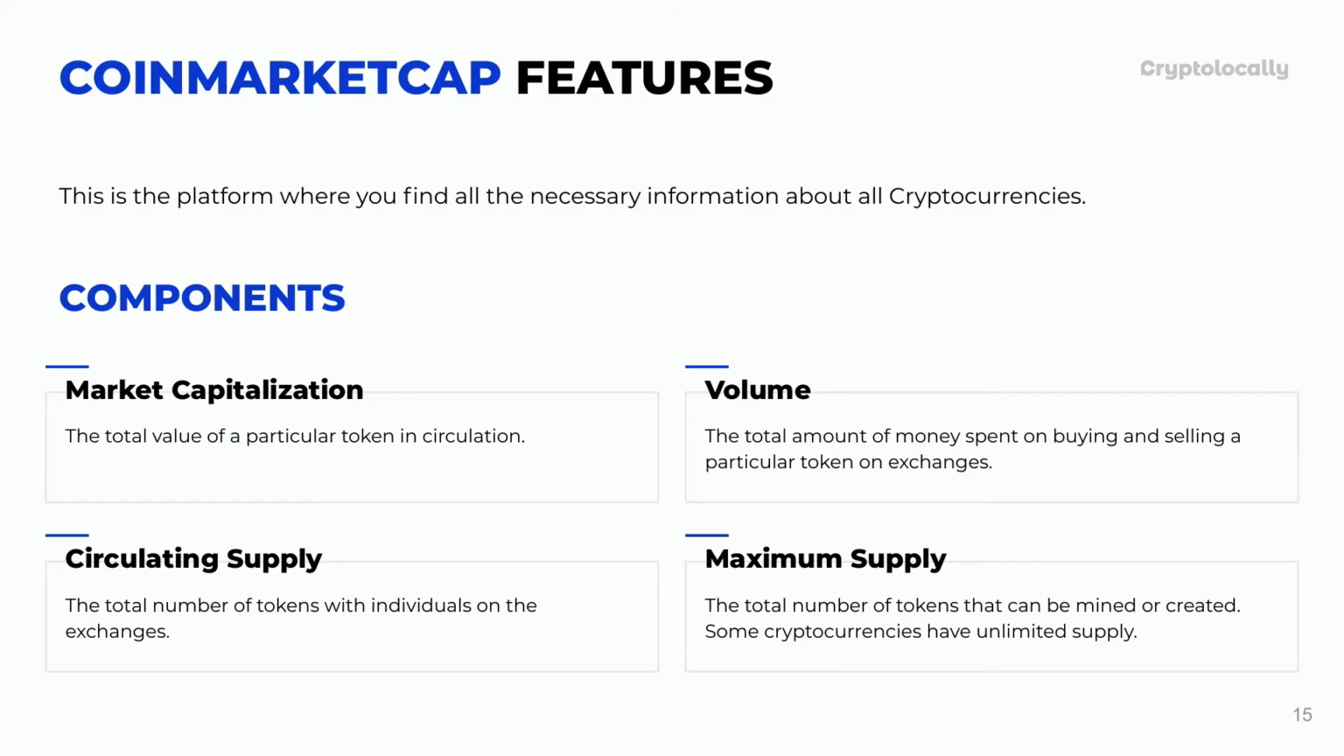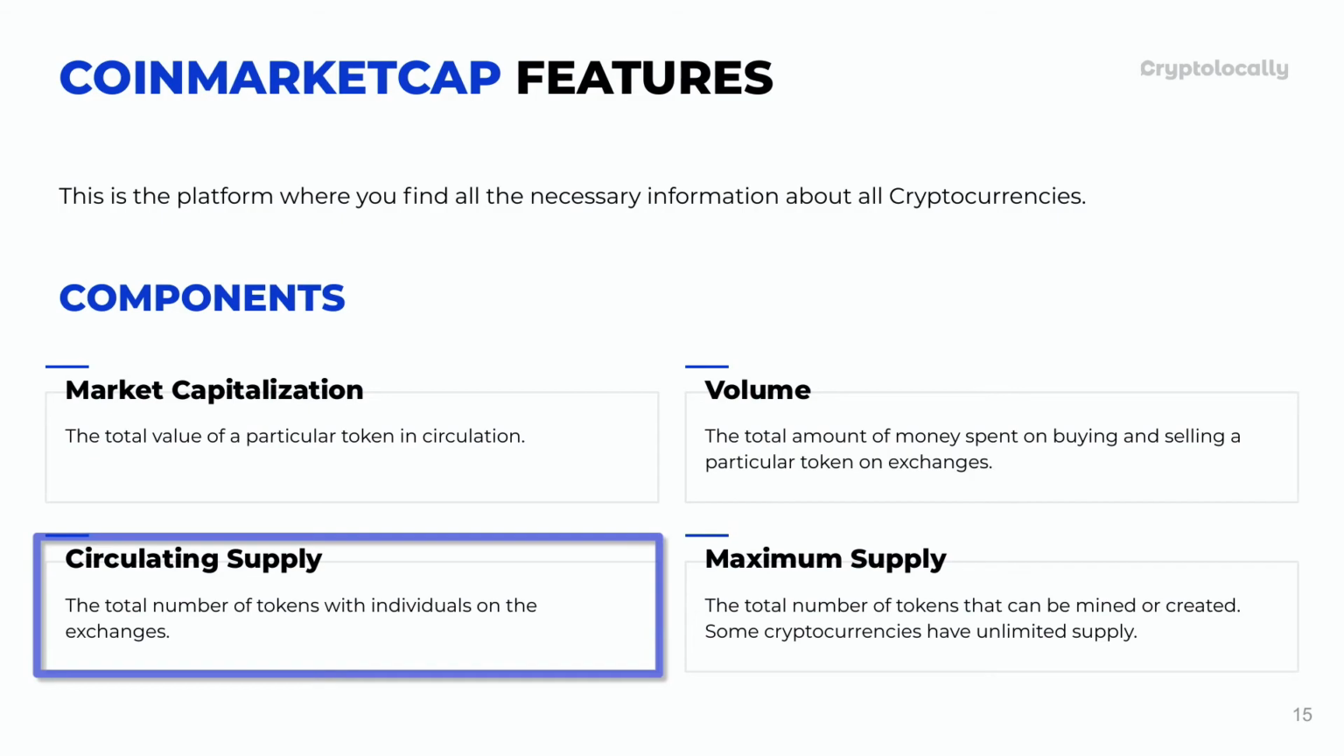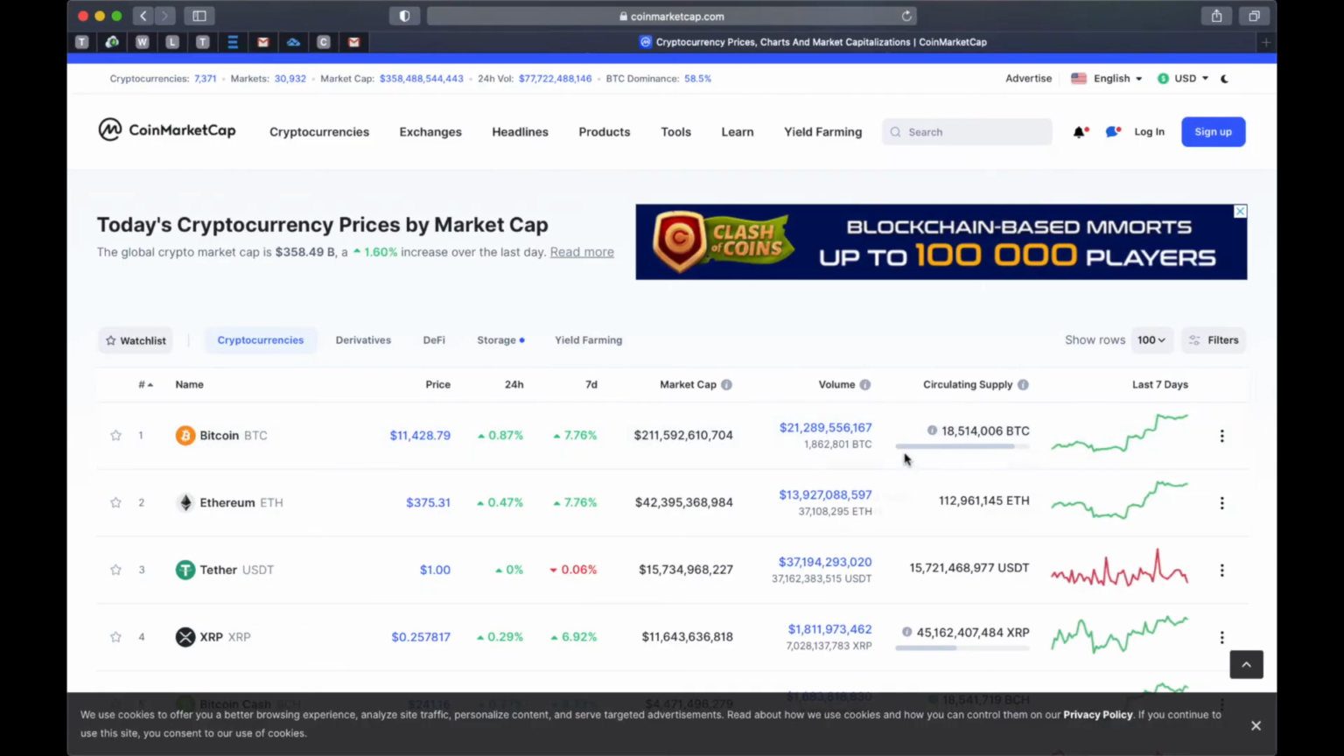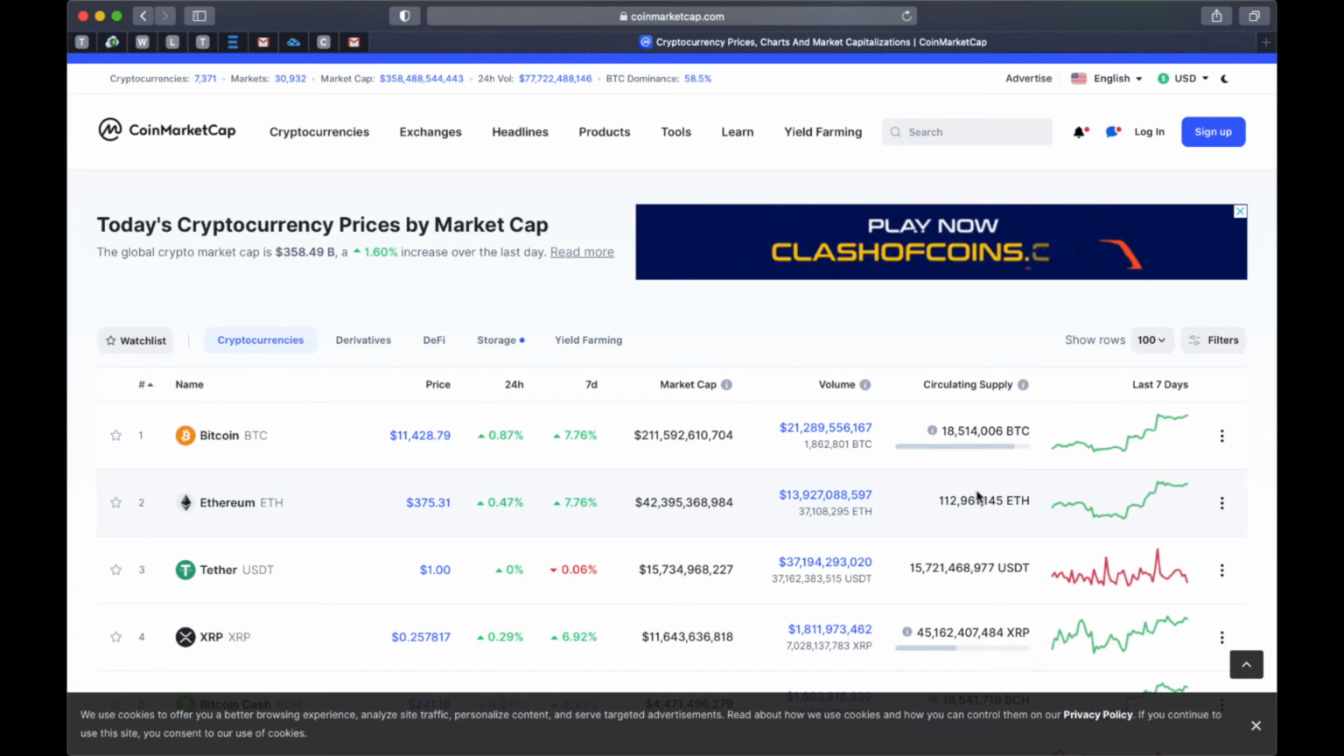So the next one is circulating supply. I already talked about circulating supply. It is the total number of tokens held by individuals across exchanges. Circulating supply is basically the total amount of coins that currently exist. And remember, these coins are mined by miners, right? They are being created. So there's a maximum supply for them too.